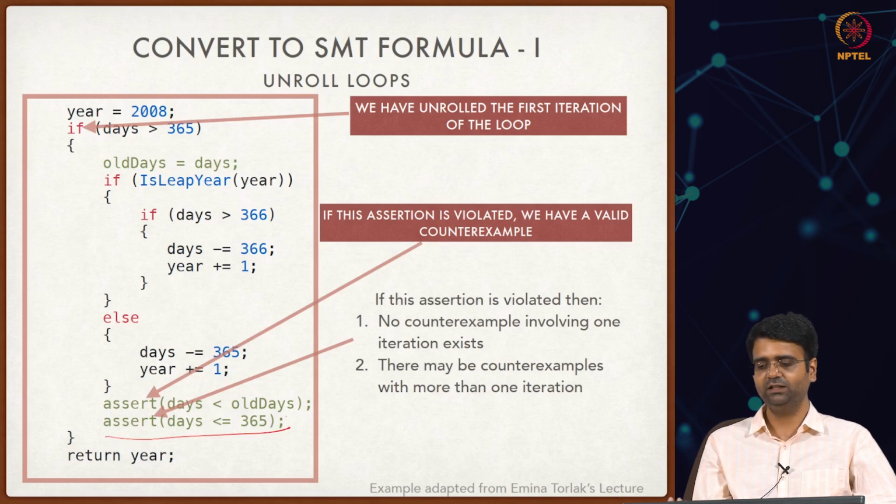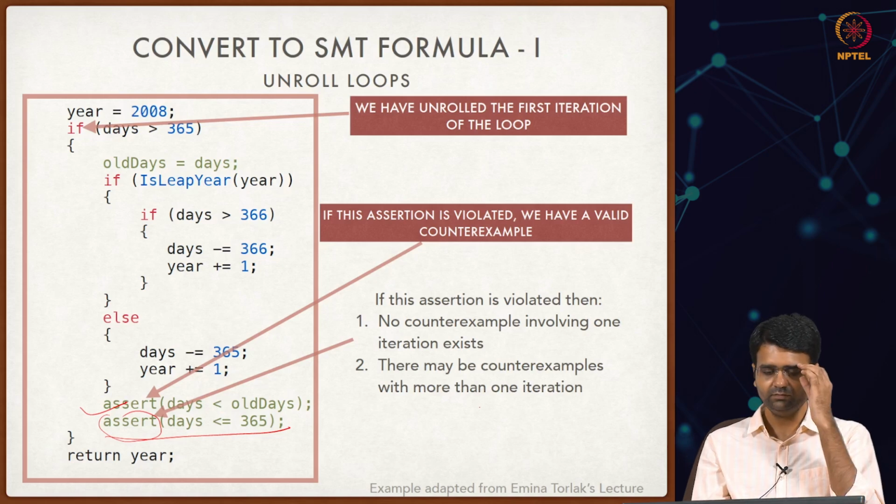So if this assertion is violated, then that means two things. The very fact that you reach this assertion means that the first assertion has passed, which means there is no counter example involving only one iteration. So using just one iteration of this particular loop, I cannot violate the first assertion, that days is less than old days. But since the second assertion is being violated, it means that there are executions where the value of days will in fact not be less than or equal to 365.